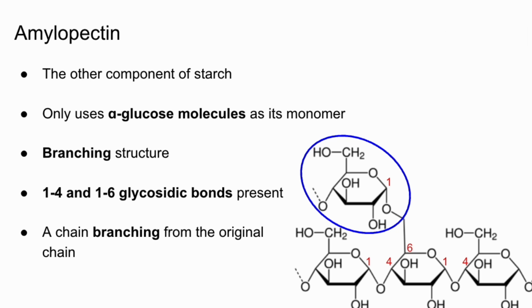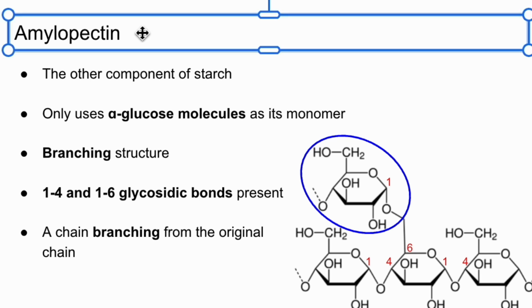Now, the combination of compact storage and rapid accessibility seen in amylopectin makes it particularly effective as a component of starch. And together, amylose and amylopectin allow plants to store large amounts of glucose in a very effective manner whilst still being able to release glucose when it is needed.